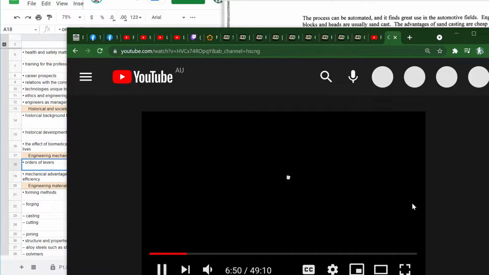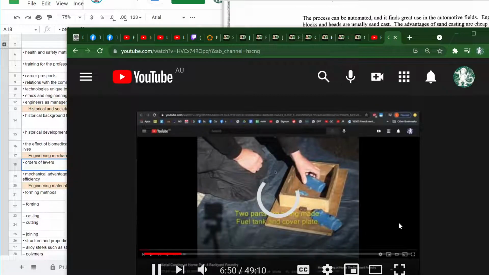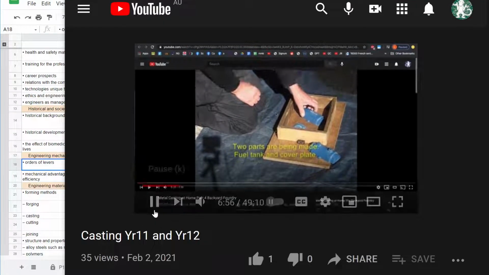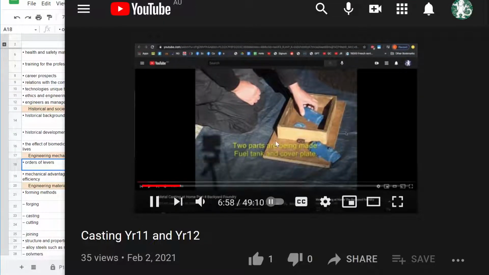To do your engineering report, I'm going to give you 2 hours each week, which is a fairly big chunk of your lesson time. But I'm also still going to give you homework. So this will probably be next week's homework, which is to summarize the different forms of casting.